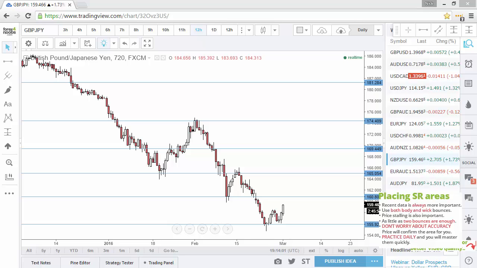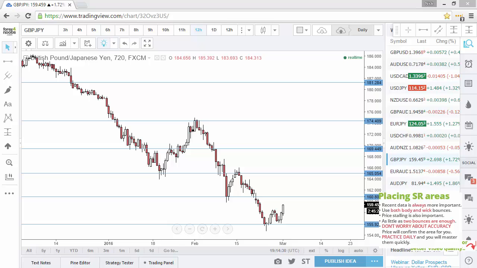How far back do I go? As far back as I need to. Sometimes if I have no recent data, I'll have to go back to 2013, 2012. I prefer not to go back that far. Recent data is most important, but if there is no recent data, you need to look for the most recent data. Sometimes the most recent data is in 2010. So then you place your support resistance areas based on that data.